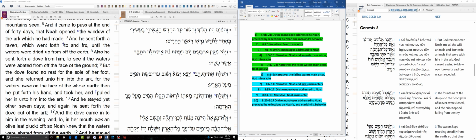So he sent the dove from him to see if the waters were abated from off the face of the ground. But the dove found no rest for the sole of her foot, and she returned unto him into the ark, for the waters were on the face of the whole earth. Then he put forth his hand and took her and pulled her in unto him into the ark.